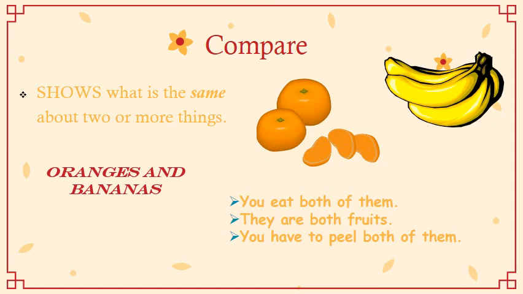What's similar, or what are the similarities between oranges and bananas? How are they alike? You eat both of them. Yes, that's right. Both can be eaten. They are both fruits. That's also right. You have to peel both of them. Also right. So here now we have three similarities between oranges and bananas. We can do both for oranges and bananas.